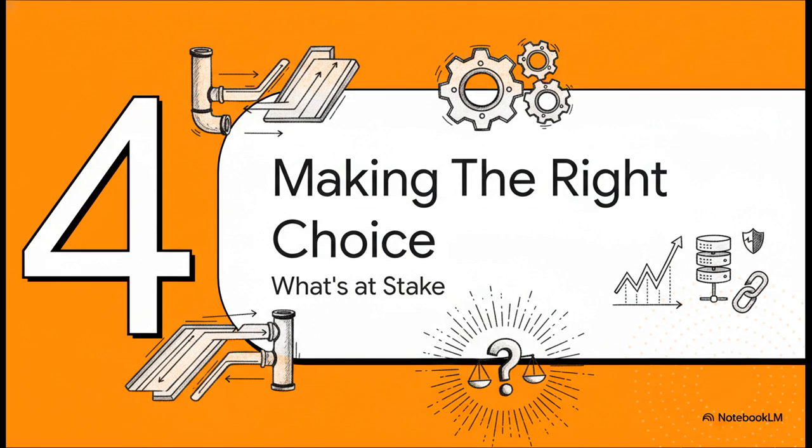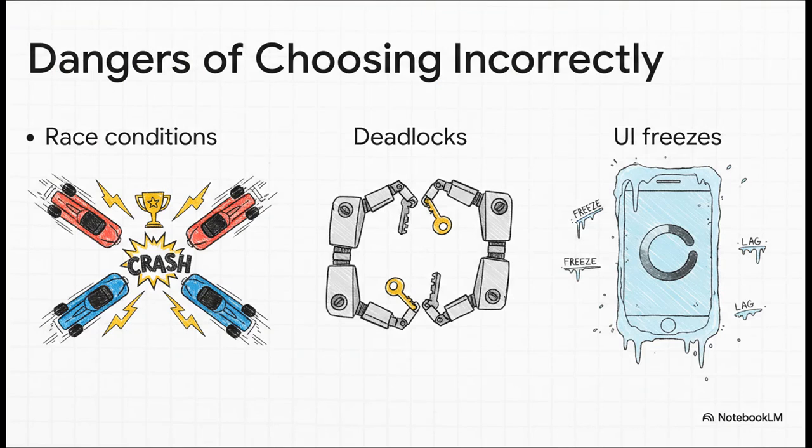So let's talk about what's really at stake here. If you go and use a concurrent queue where you really needed a serial one, you're just asking for trouble. You're inviting those nasty race conditions. Yeah, the same ones we talked about at the beginning. You could also create deadlocks where parts of your app just get stuck waiting for each other forever. And on the flip side, if you run a long, heavy task on the main serial queue, you'll get that bug everyone hates, the frozen UI. Choosing the right queue is absolutely essential.